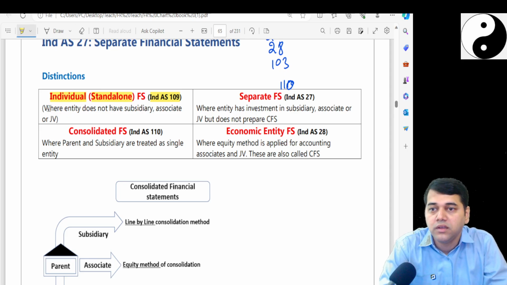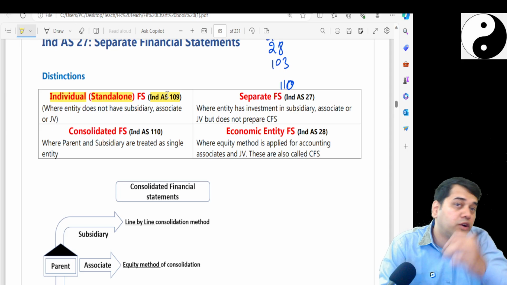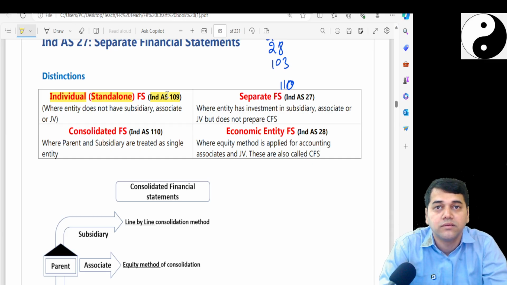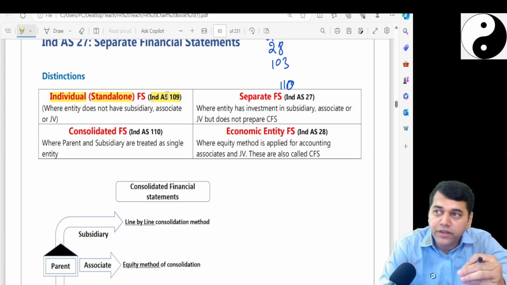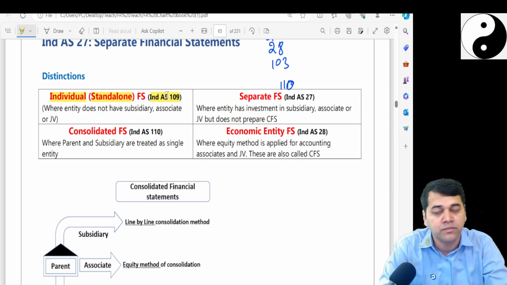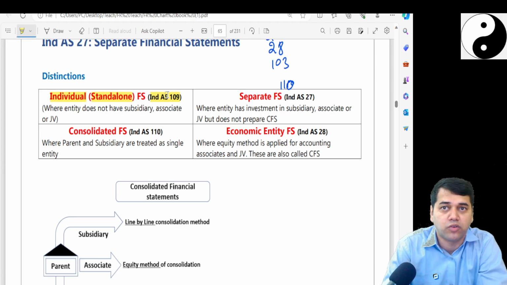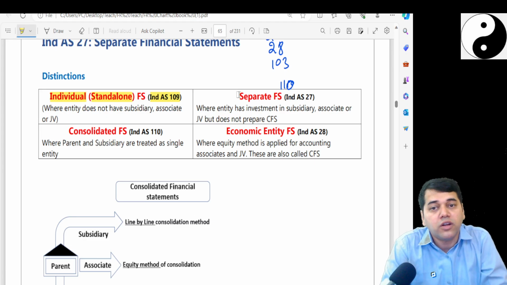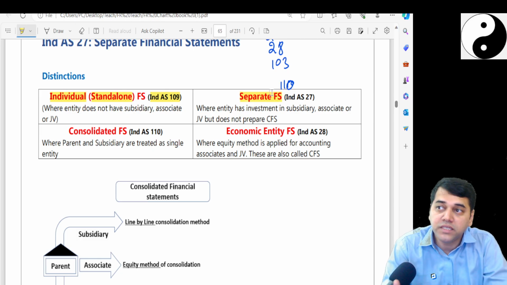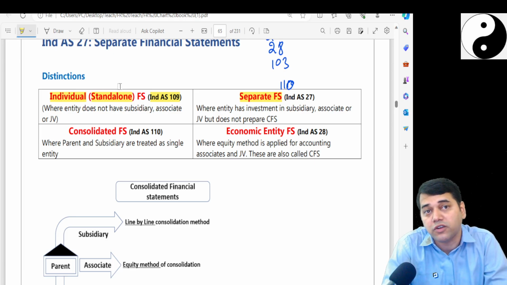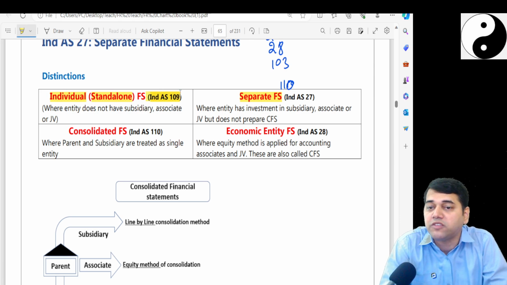you call it an individual or standalone financial statement. Clear now? Now you don't have any subsidiary. What if you have a subsidiary, or an associate or joint venture? That means you have invested in the shares and you got that influence. The same financial statement that the parent prepares is called a separate financial statement. But the distinction here is that if it is not an associate, the investment is accounted as per Ind AS 109. But if it is an associate, joint venture, or subsidiary, it is accounted as per Ind AS 27.